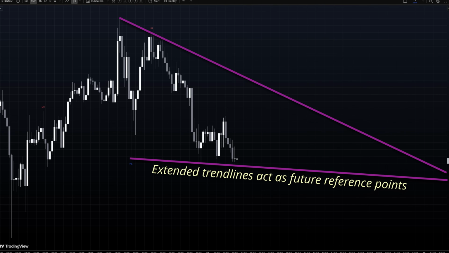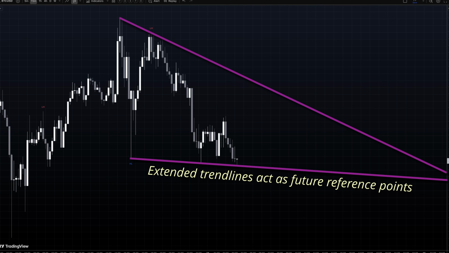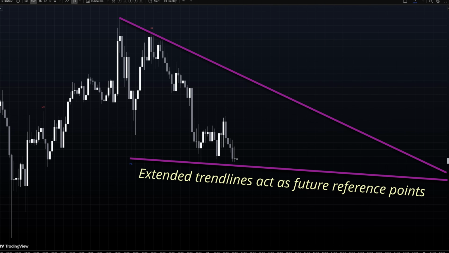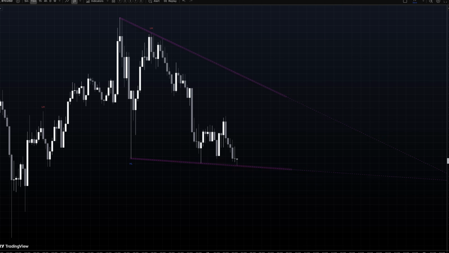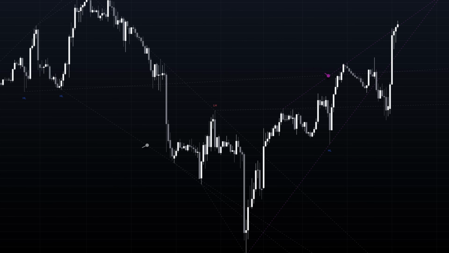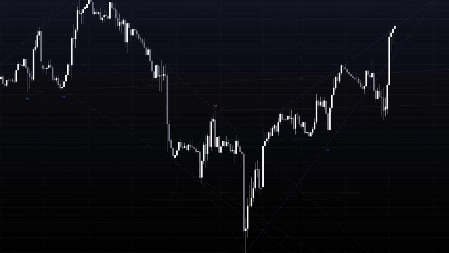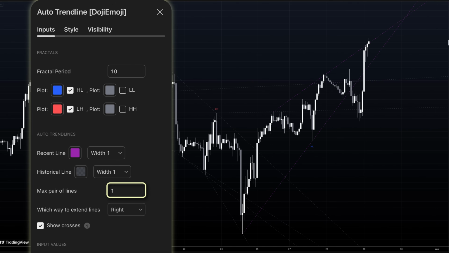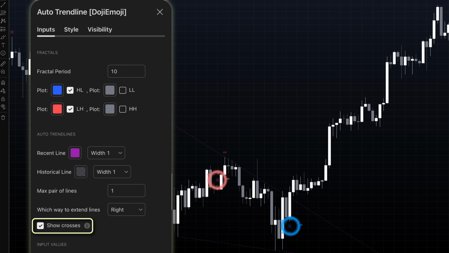When new fractals form, they are linked to prior ones to create upward or downward trend lines that extend into future price action. Recent lines appear in full opacity purple, while older ones fade to gray. Users can customize the number of visible line pairs, extension direction, right or both, and fractal display options. Cross-detection monitors when closing prices breach trendline levels.